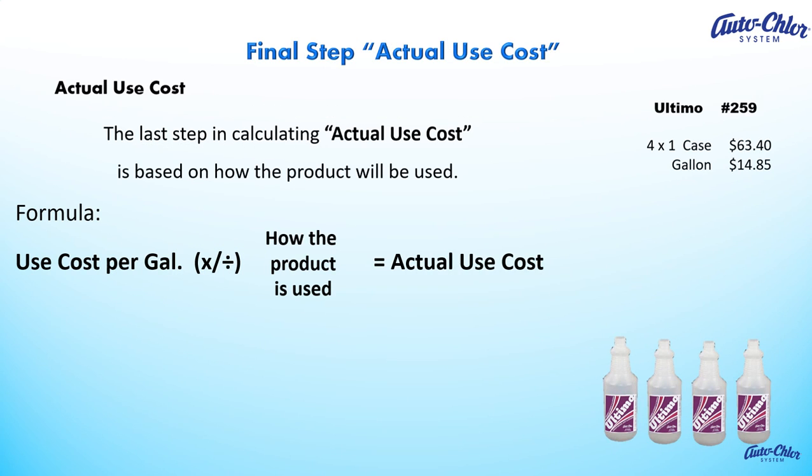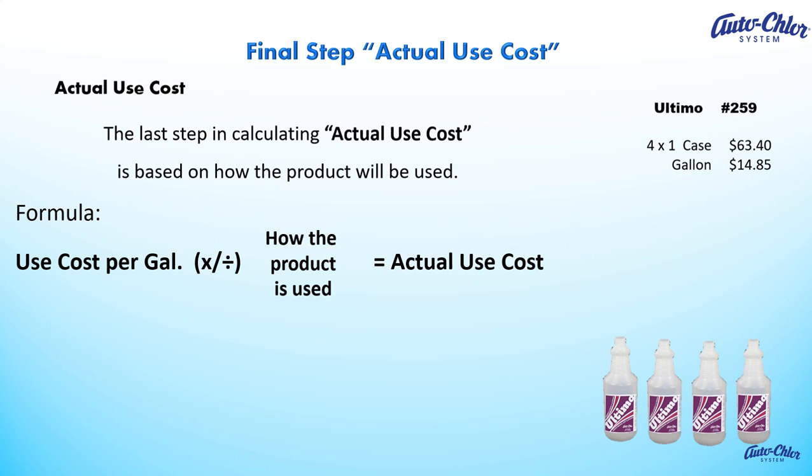The last step in calculating the actual use cost to the customer is based on how the product will be used. Here we use our use cost per gallon. We multiply or divide that based on how the product's to be used. That gives us our final actual use cost to the customer.